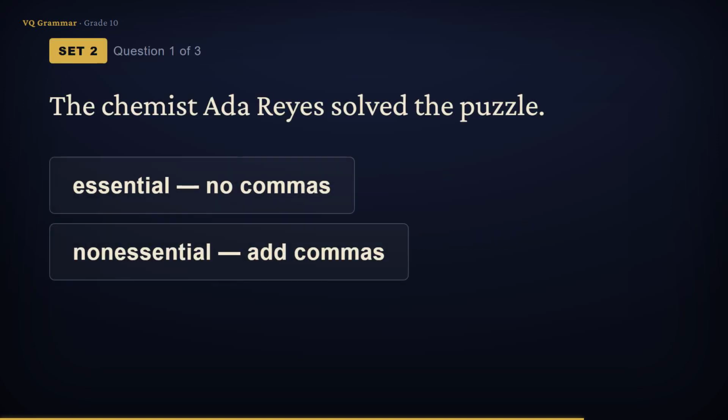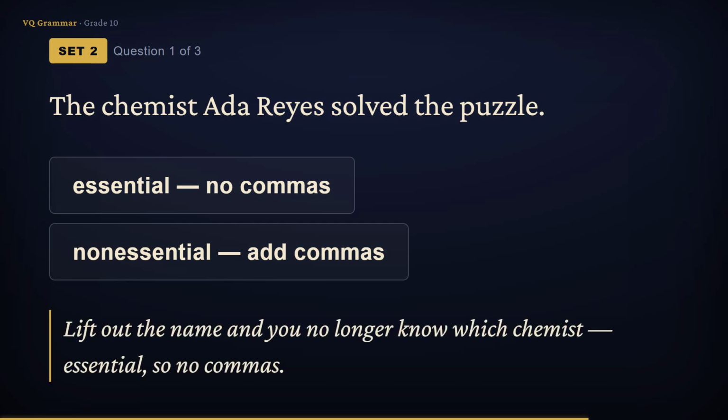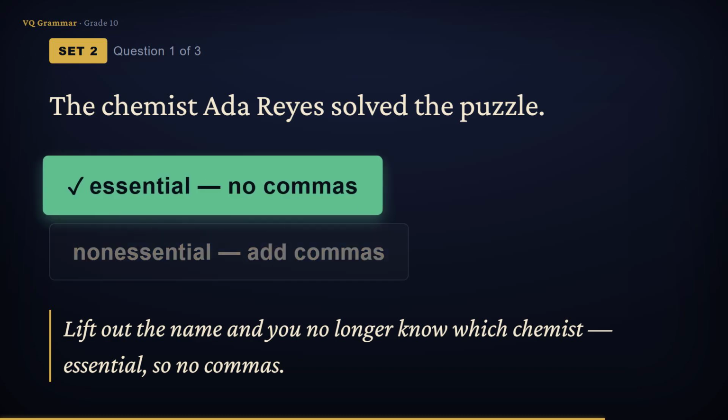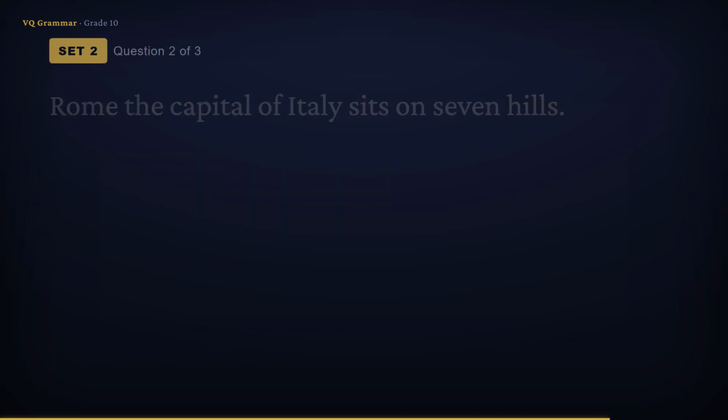The chemist Ada Reyes solved the puzzle. Lift the name out. The chemist solved the puzzle. Which chemist? We have no idea because the name was doing the identifying. That makes it essential, and essential appositives take no commas. The answer is essential, no commas.